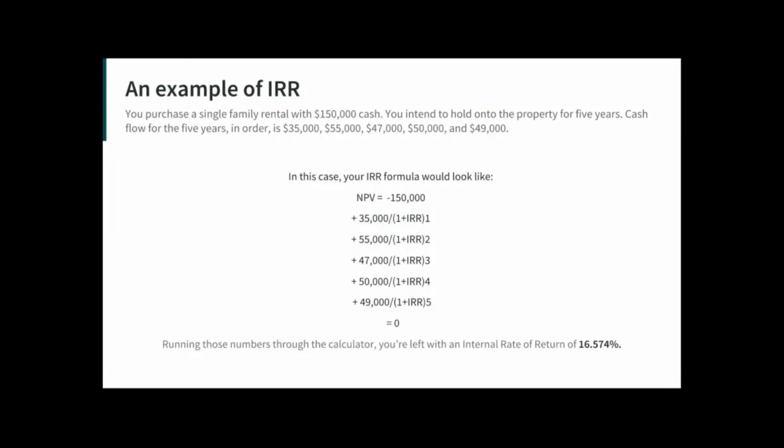over at Roofstock. In this example, you purchase a single family rental for $150,000. You intend to hold onto the property for 5 years. Your cash flow for those 5 years, in order, is $35,000, $55,000, $47,000, $50,000, and $49,000. Maybe you had some vacancies, some expenses, all that kind of stuff. So this is what your IRR formula will look like. And if you run those numbers through the calculator, you're left with an internal rate of return of 16.5%.